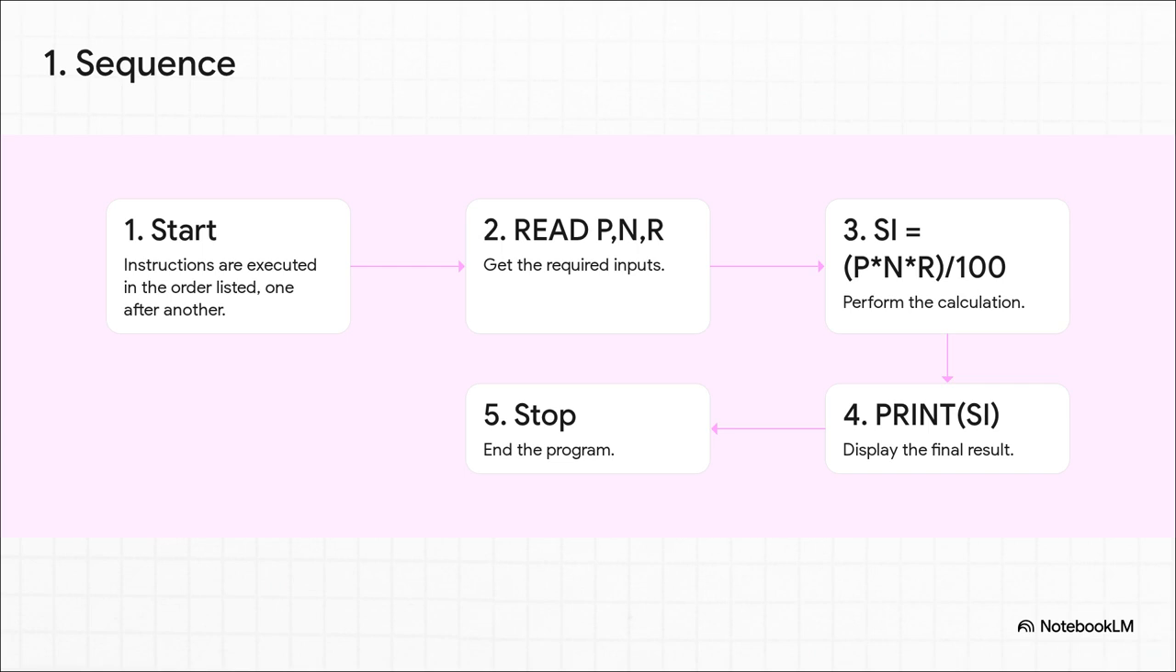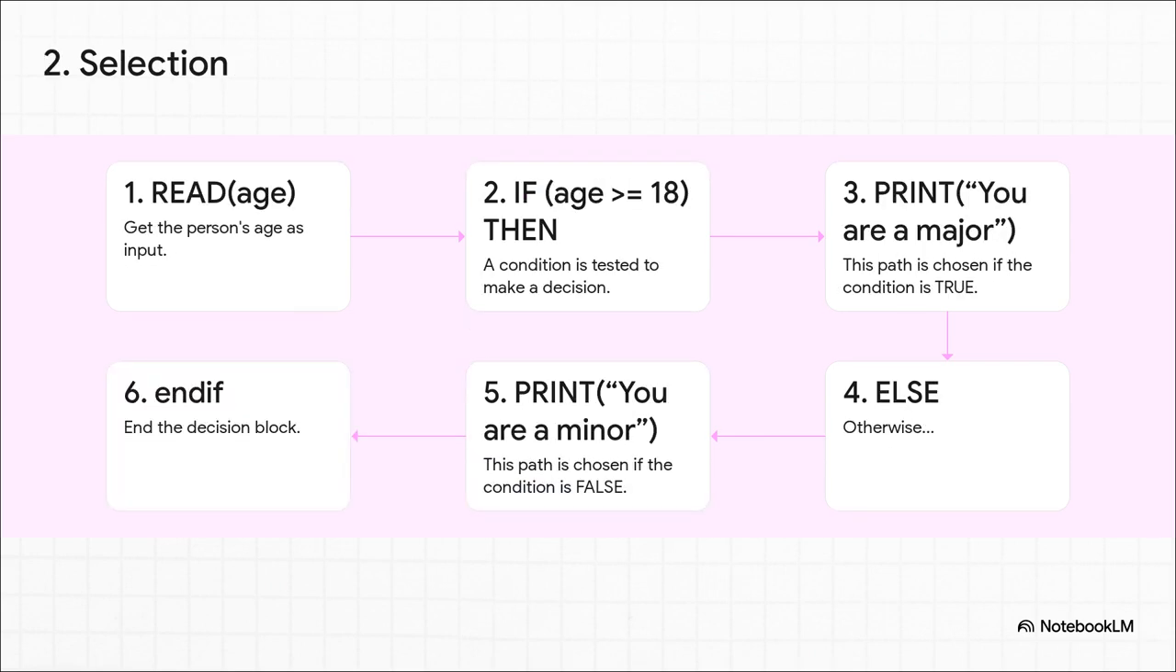Just like this example for calculating simple interest. You read the numbers, you do the math, you print the result. Simple, direct, no detours. Next, we add our second building block, selection. This is where things get interesting. This is where our program gets a bit of a brain and starts making decisions. We use these really clear keywords like if, then, and else to set up a choice. If a condition is true, do one thing. If not, do something else. This fork in the road is the very heart of how programs make choices.